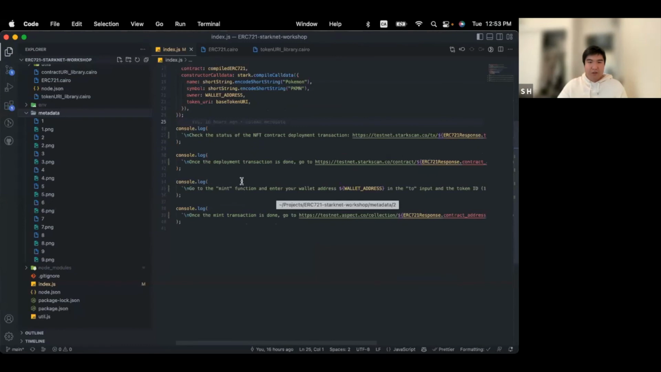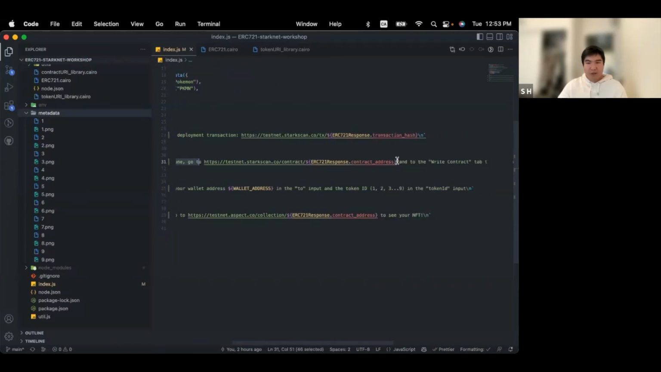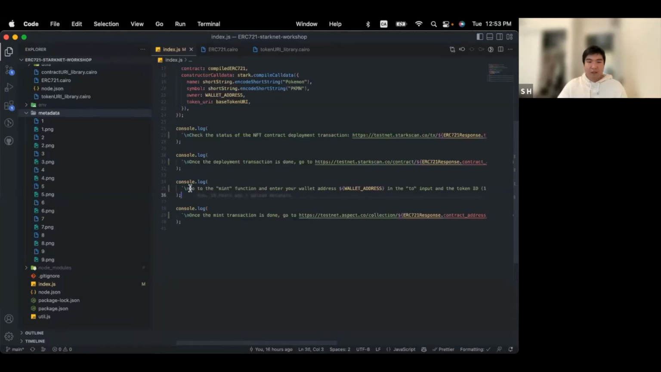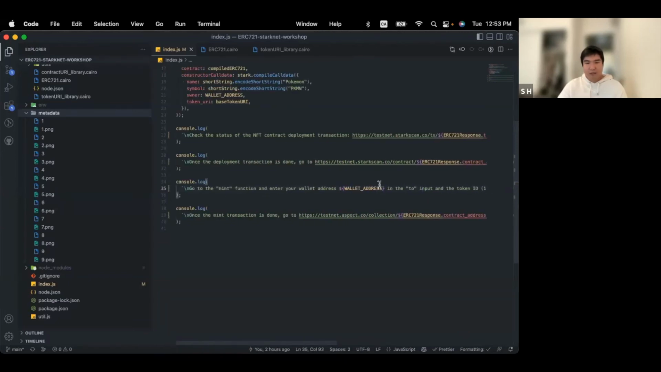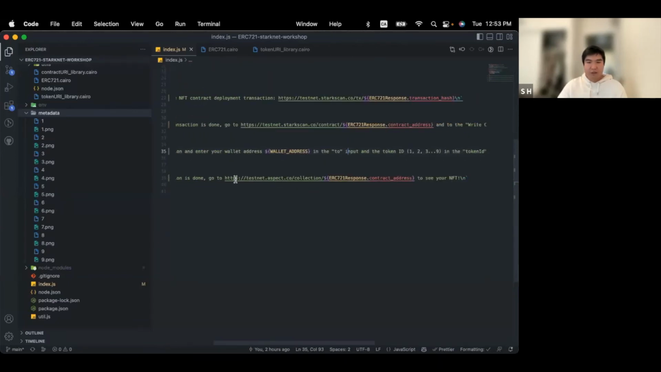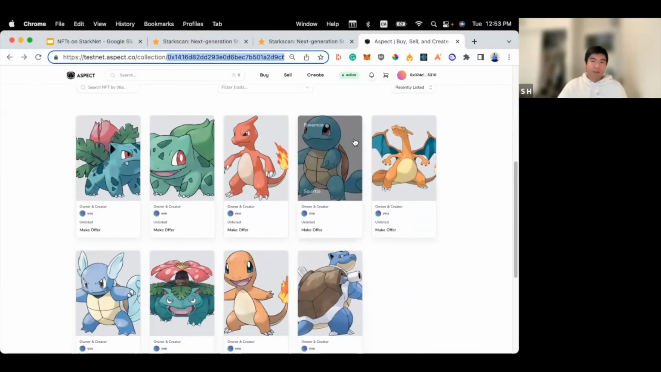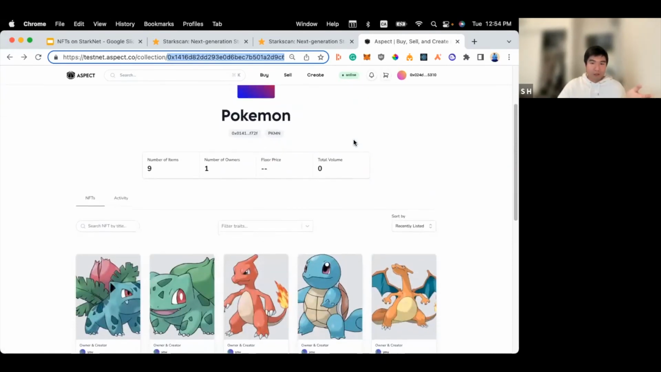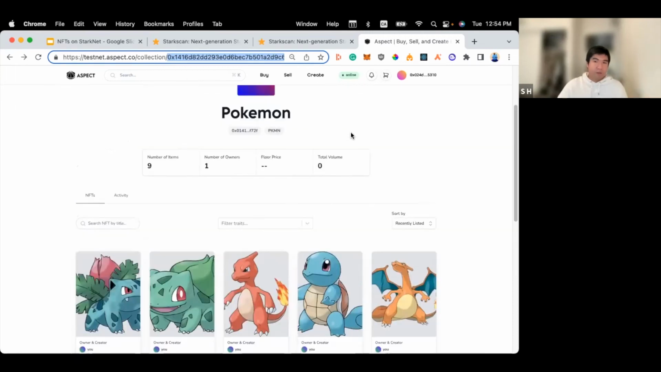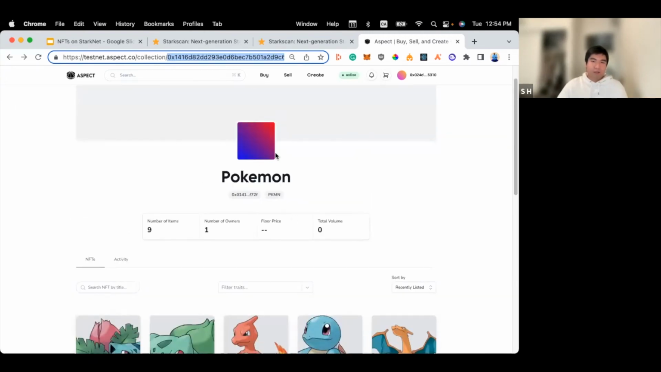All the instructions are here in the logs, right? So you can check the status of the NFT collection. Once the transaction is done, you go here and then go to the Write Contract tab to mint your NFT. Click on the mint function, put in your wallet address and the tokens 1, 2, 3, 4 up to 9. Once the mint transaction is done, you can go to your collection on Aspect and see your NFT. For Aspect, we pick up all NFT contracts on the blockchain, so once you are able to mint them, we should pick them up in a couple of minutes.